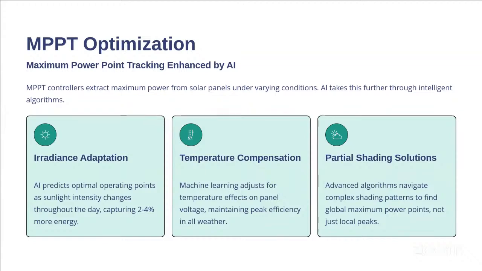And by using ML, we can adjust for temperature effects on the panel voltage to maintain peak efficiency in all weather conditions. At the same time, for partial shading solutions, advanced algorithms navigate the complex shading patterns to find global maximum power points and not just local peaks.